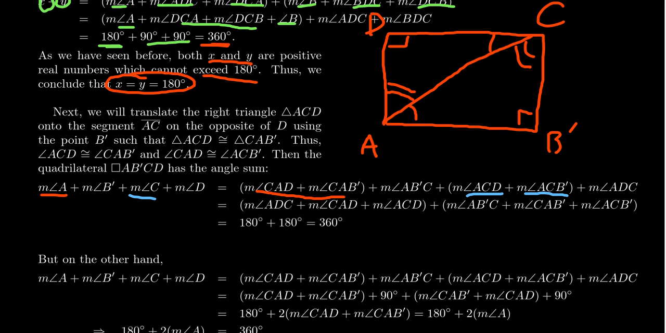So we can break up angle A and angle C into these two parts. And if we rearrange them, we can get the angles associated to the first triangle, ADC, which you get right here. And then we can also get the angle sum for ACB prime right here. And so by our previous argument, the angle sum of ADC is 180 degrees. And because AB prime C is congruent to it, it's also going to be 180 degrees. The angle sum of this quadrilateral is 360 degrees.